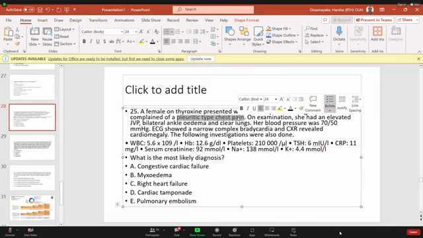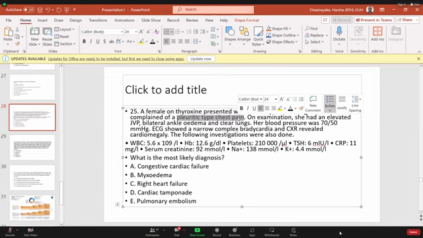It can cause pleural effusions. Yes, that's right. So perhaps that might be the pleuritic chest pain they are referring to here.